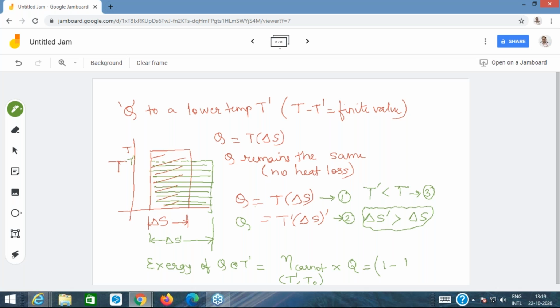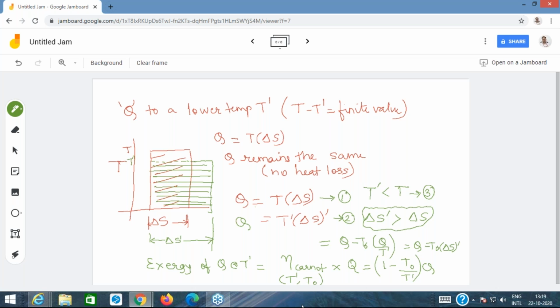So this is equal to 1 minus T L, that is T naught, upon T dash, into Q, which is equal to Q minus T naught Q by T dash. But what is Q by T dash? It is delta S dash. So it is Q minus T naught delta S dash.